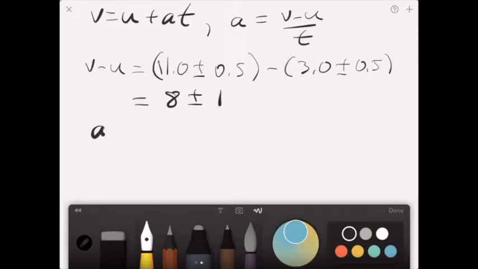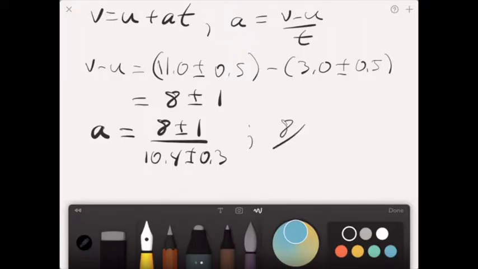Now, going back to the acceleration, the numerator now is 8 plus or minus 1, and the denominator is our t. So from our data, that's 10.4 plus or minus 0.3. Now, to get the mean value for the acceleration, it's quite straightforward. We can just do 8 divided by 10.4, which is equal to 0.8. I only get one sig fig because of the 8 in the numerator.